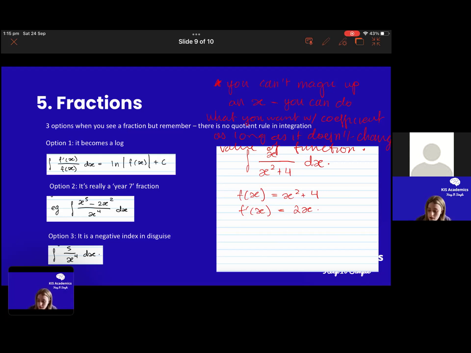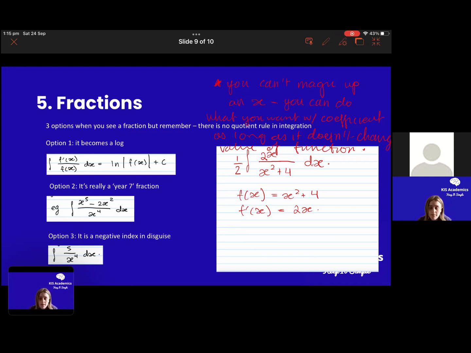Hopefully you can follow along. But I'm going to multiply it by 2. Now, if I'm multiplying by 2, how do I undo that? I divide by 2, so I'm going to put a half out the front because that's just like dividing by 2. And so now this is the same value as that original question that I had there, but I've got my f dash x over my f of x.